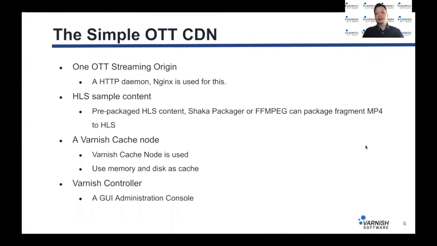Simple OTT CDN setup. Okay, the first thing we need is an OTT streaming origin. Today we will use Nginx as the HTTP daemon for this origin. And of course, you can use other things like Apache or IIS web server for this OTT streaming origin. The second thing we need is the HLS sample content. I prepared the HLS content with a Shaka Packager.